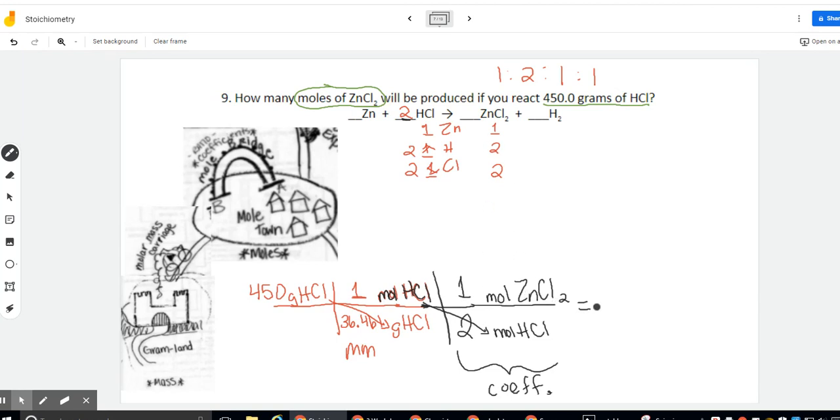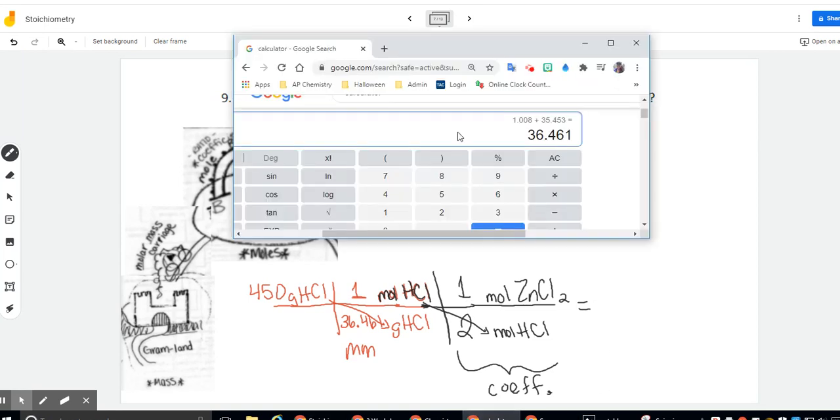So we're going to go ahead and now start typing that into our calculator. We're going to go all the way across the top. So I have 450 times 1, so I'm right here, times 1 again, push enter. I have 450 for the top line. Now I'm going to divide by each of these at the bottom. So I'm going to push divide by 36.461. I'm going to divide by 2. I'm going to push enter. Now I got my answer, which was 6.1709.